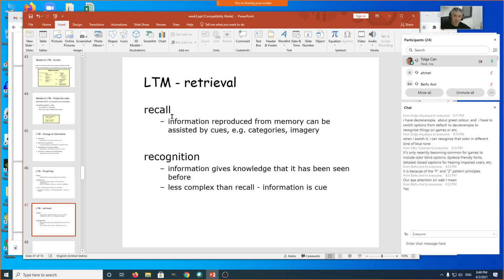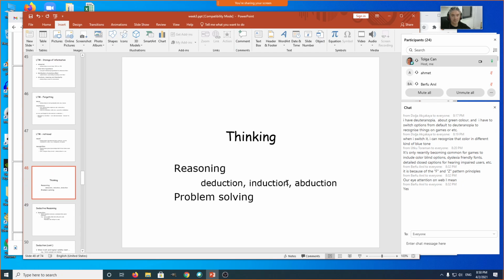And I mentioned the difference between recall and recognition. Recall is information reproduced from memory, and recall can be assisted by cues. When I try to recall something, if I remember its first letter, it helps me recall the entire name. But when I see it, recognition is much faster. If I see what I'm looking for, I will immediately recognize it and know this is what I'm looking for. It's less complex than recall. Here, the information, when we see it, is the cue itself.